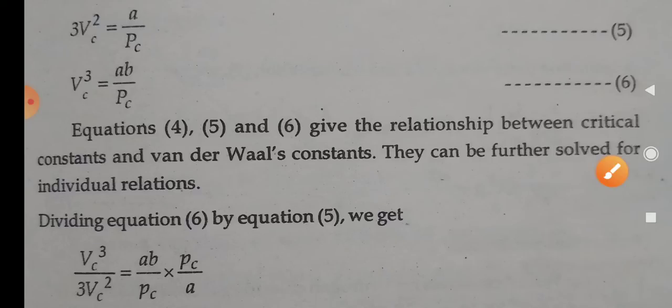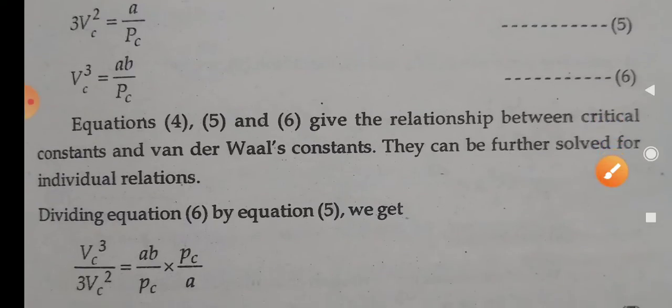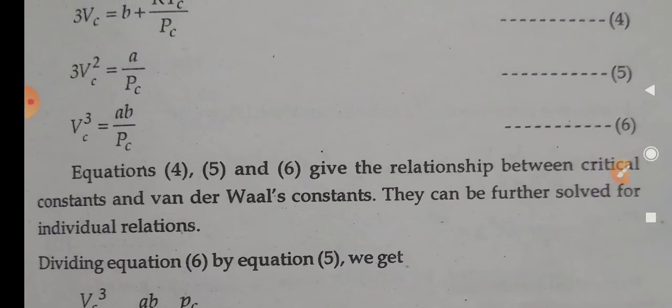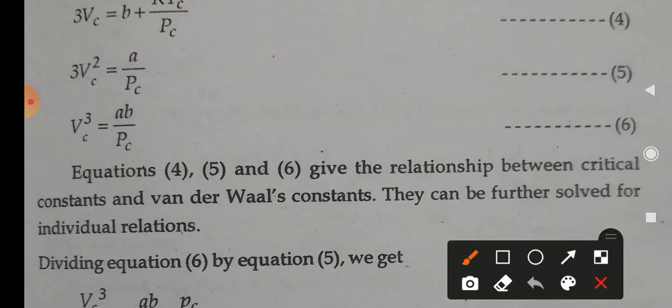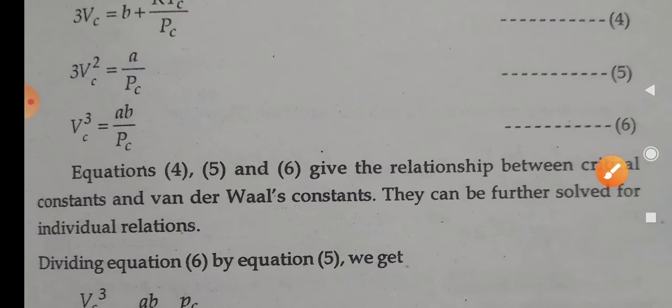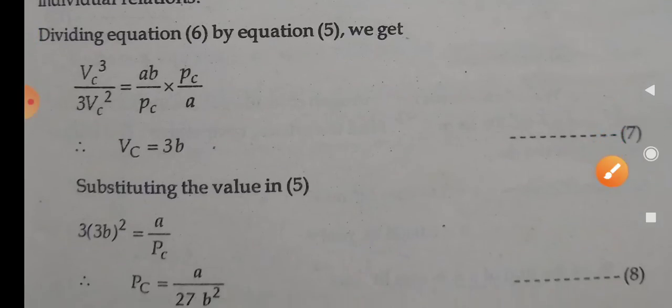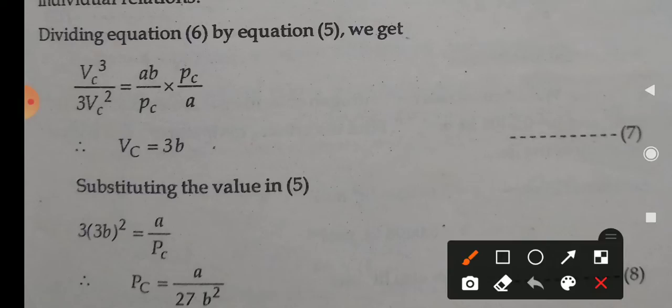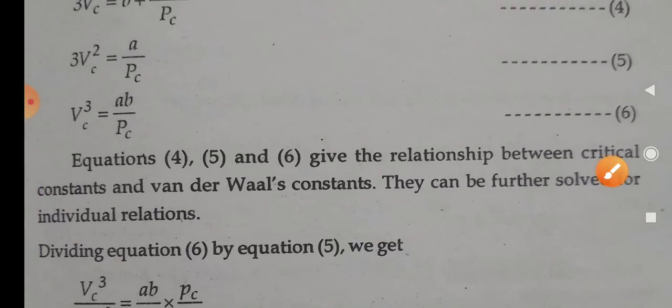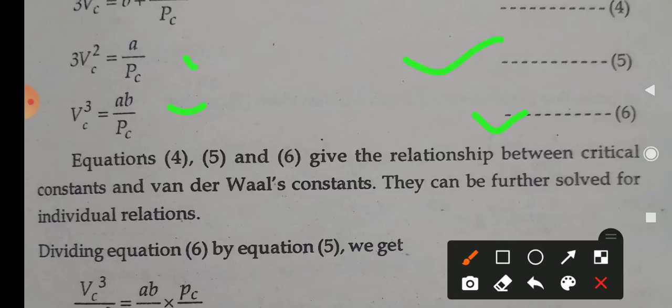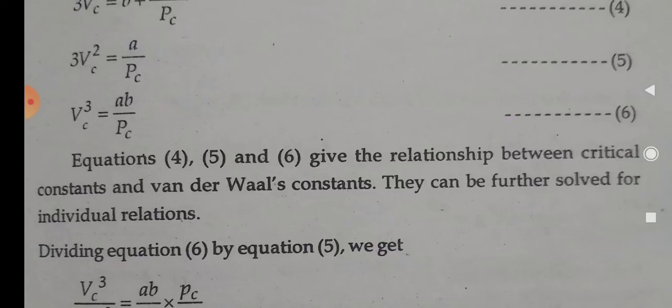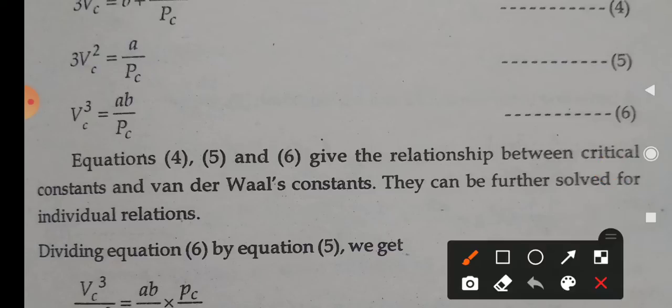Now all these three equations, that is equations number 4, 5 and 6, give the relationship between critical constants and van der Waals constants. These equations can also be solved individually to get the individual formulas of VC, PC and TC. So we divide equation 6 by equation 5, so this is equation number 6 and this is equation number 5.